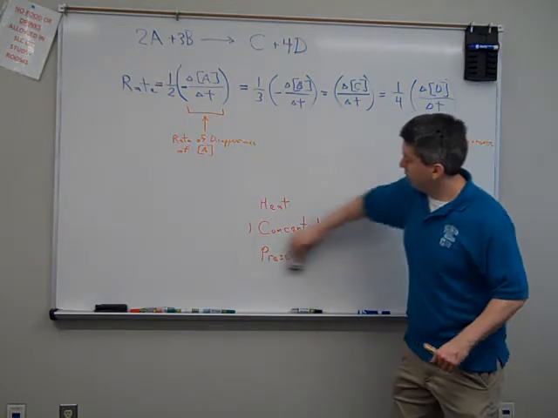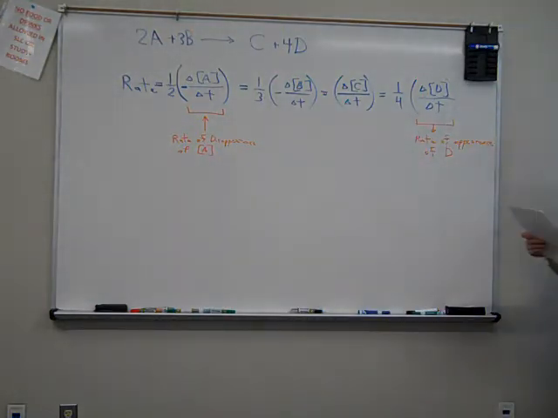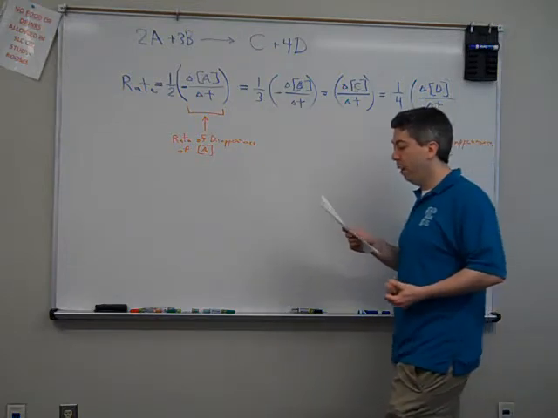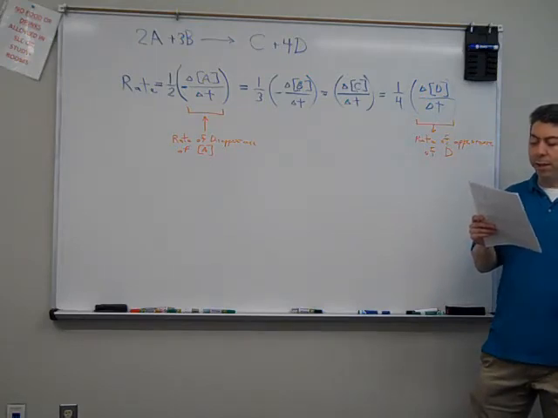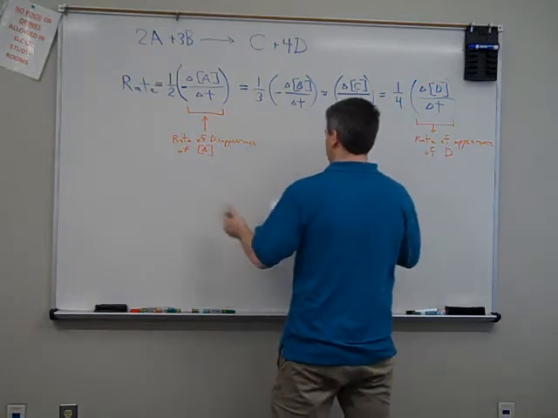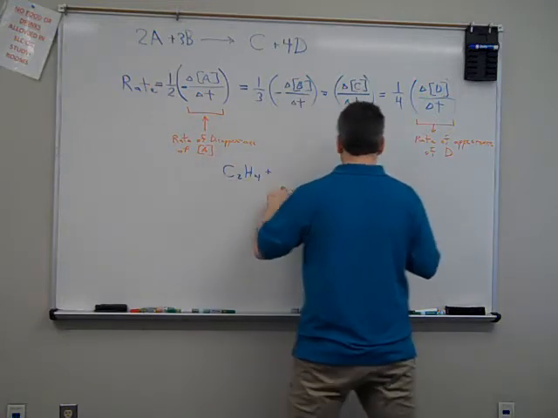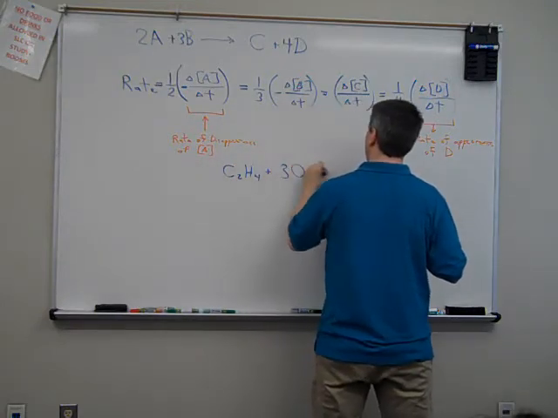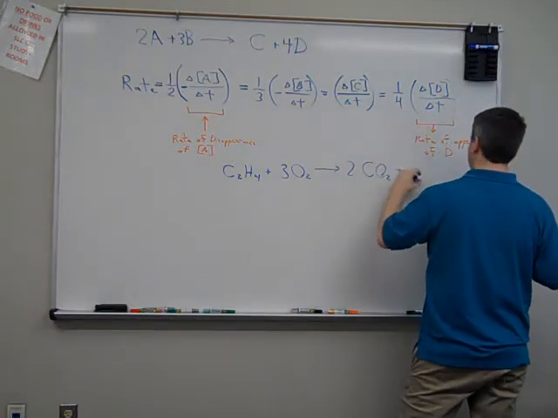All right, let's look at some problems. It says, if the concentration of C2H4 is decreasing at a rate of 0.37 molarity per second, what are the rates of changes in concentration of CO2 and H2O? Okay, so in this particular case, it gives you the reaction C2H4 plus 3O2 goes to form 2CO2 plus 2H2O.